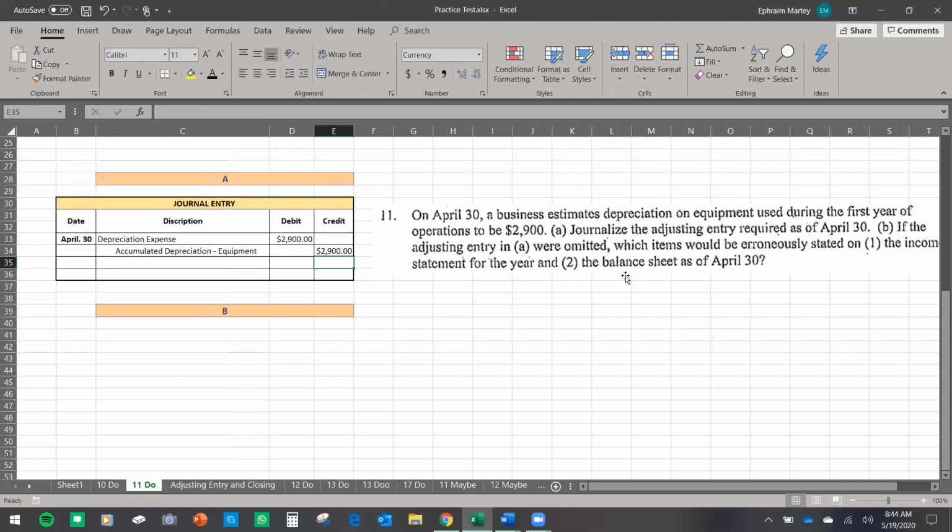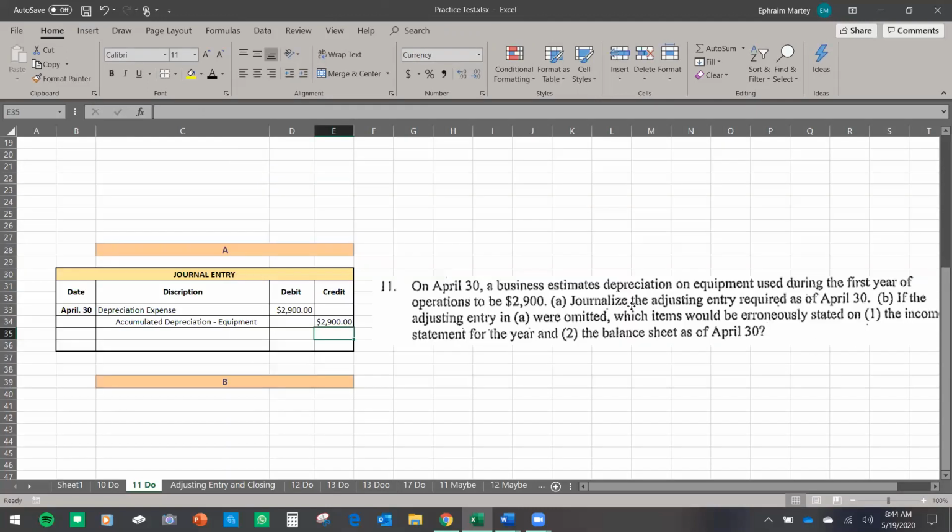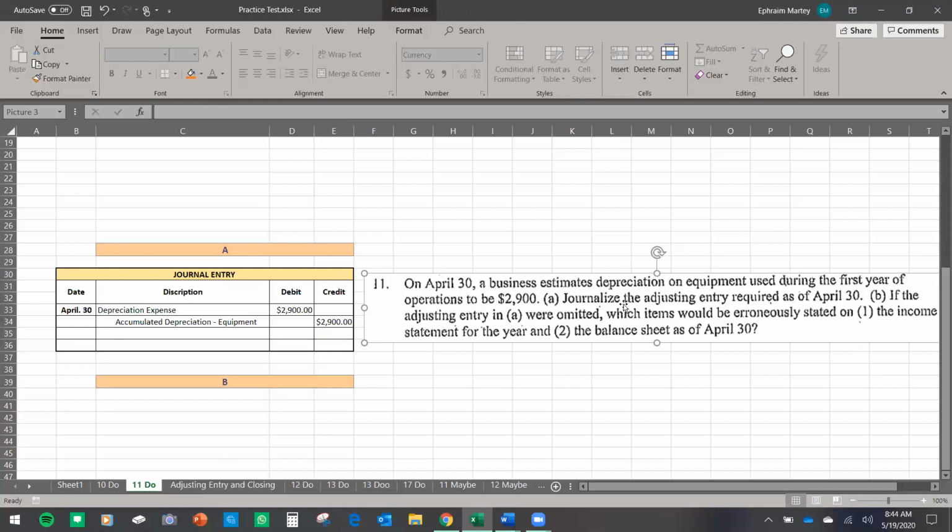Number 2 says, okay, that's A, we did A. So it says B: if the adjusting entry in A were omitted, which items will be erroneously stated on the income statement for the year and also the balance sheet?